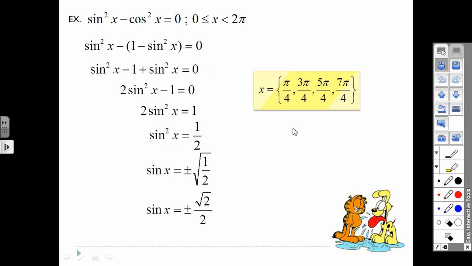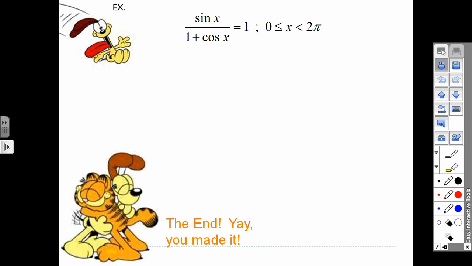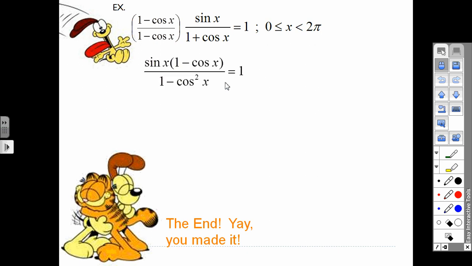Okay, so next, moving on. Okay, so once again, numerous ways to solve this. I'm actually going to show you two different ways. And the first way that I'm going to show you involves us taking the conjugate of the denominator and multiplying the top and bottom by it. And when we do that, the denominator becomes 1 minus cosine squared x.